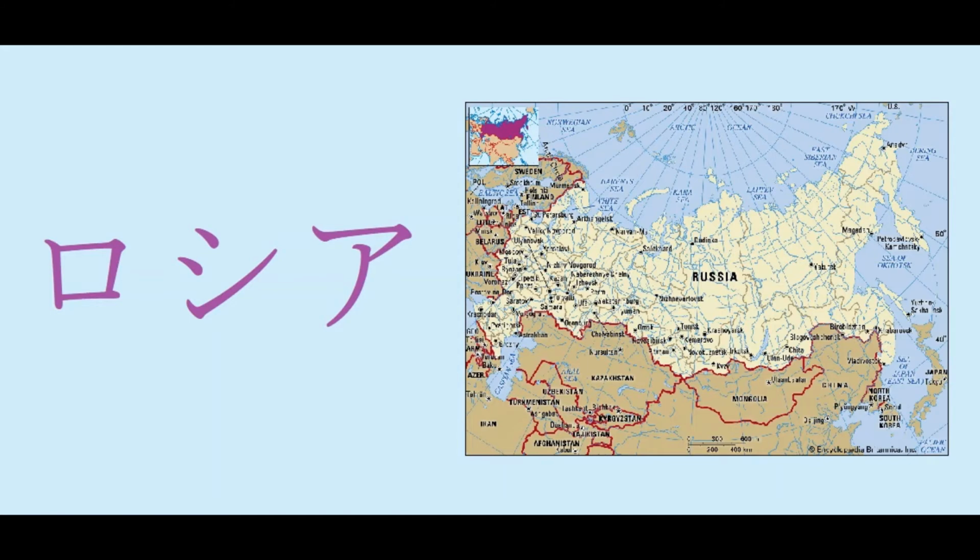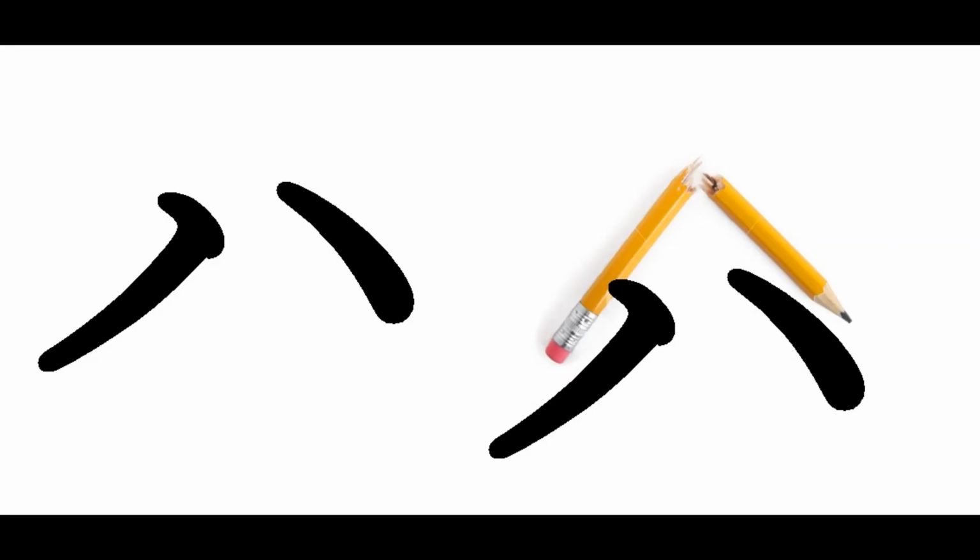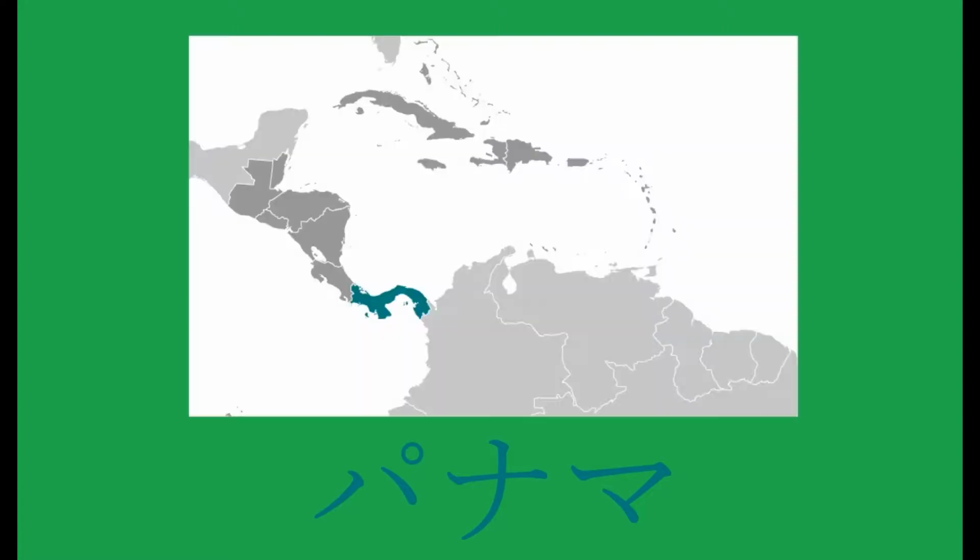Can you figure out what country this is? Russia. If we break a long object in half, it looks like the ha kana. Think half to remember this kana. Here's another country. Panama.